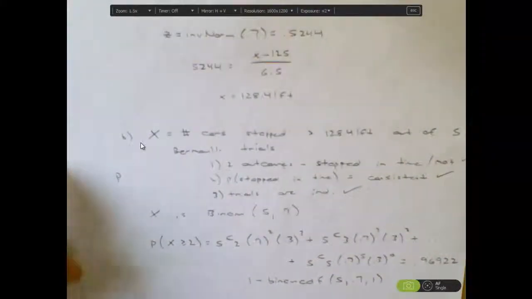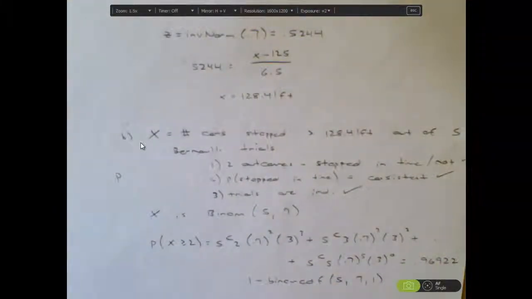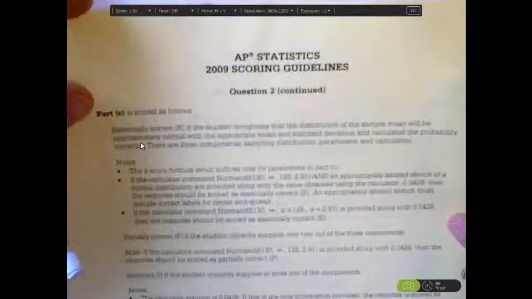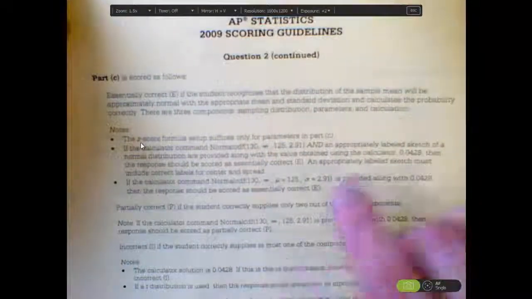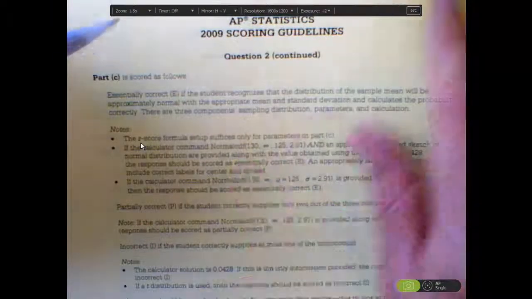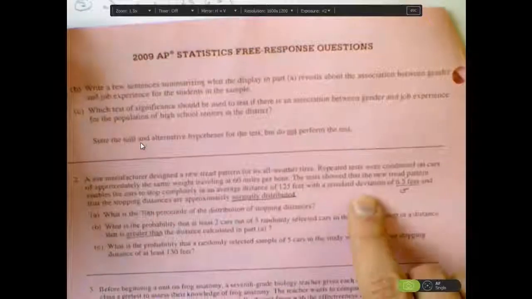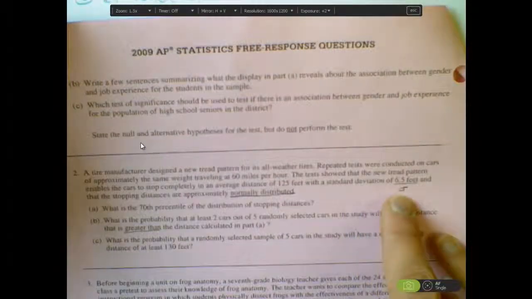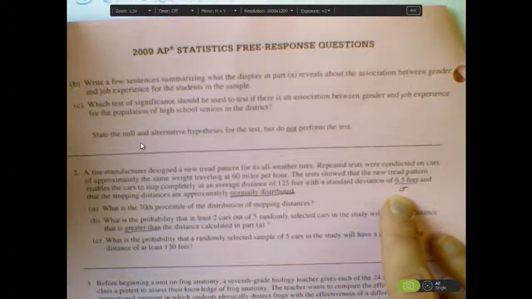Okay, for part C, they want to know what's the probability that a random sample of 5 cars will have a mean stopping distance of at least 130 feet. Okay, so this is kind of a unique situation, and I'm going to explain that's really important right now. You're going to need to use the normal model even though you have quantitative data. And the reason is this. This standard deviation is not from a sample. It's from the population. So this 6.5 represents sigma.